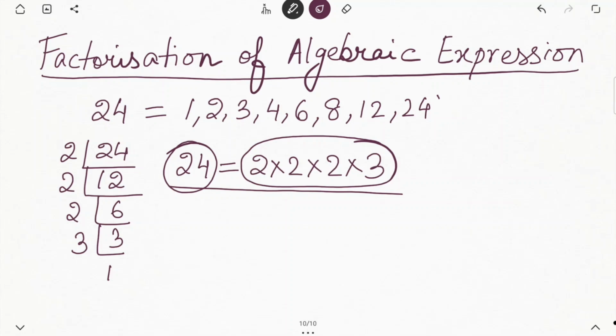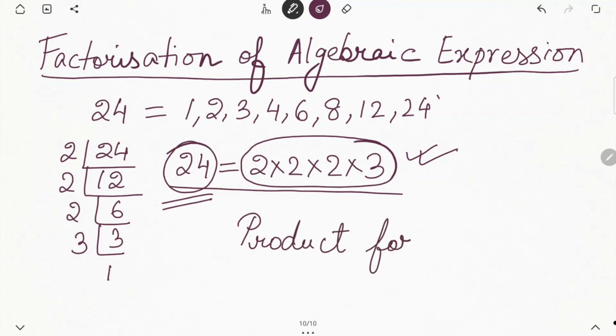Now this is the factor form of 24. So from this, what can I conclude? I can conclude that the factor form will always be in product form. Whenever we do a factorization, the answer should always be in product form.